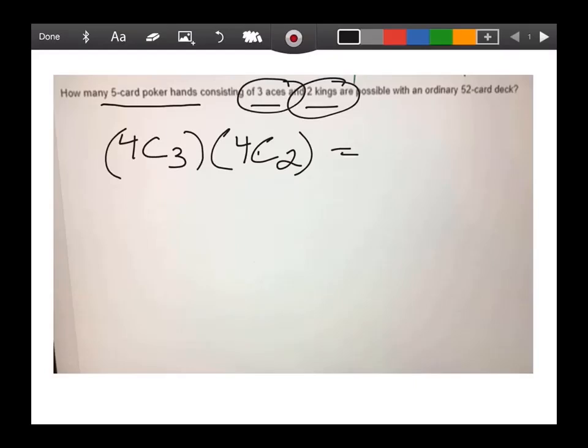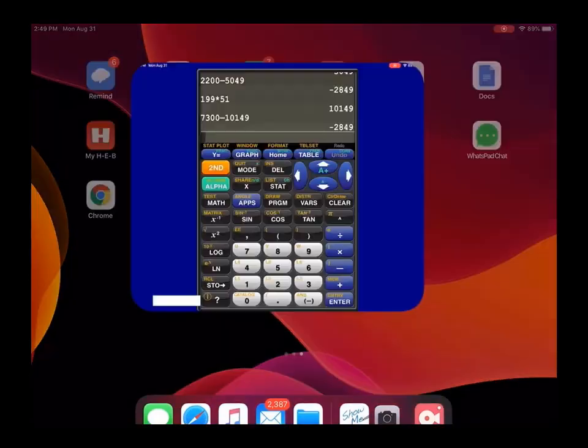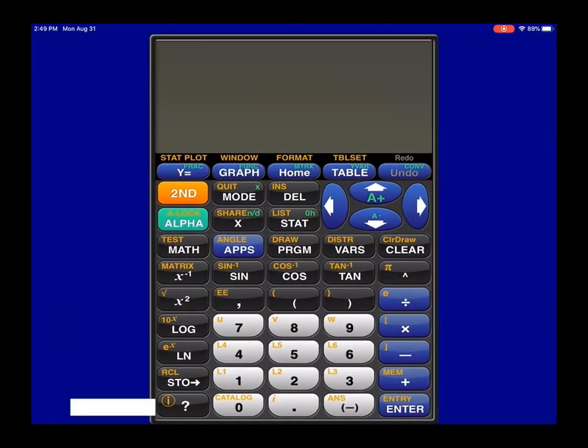Okay. So I'm going to do this on my calculator. Guys, I'm going to show you an app that I use, and I encourage you to use it because I think it's going to be pretty cheap. It's this one here called Graph and Calc 83. Okay, let me clear that out.